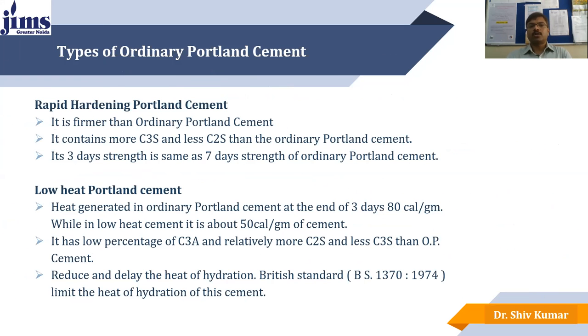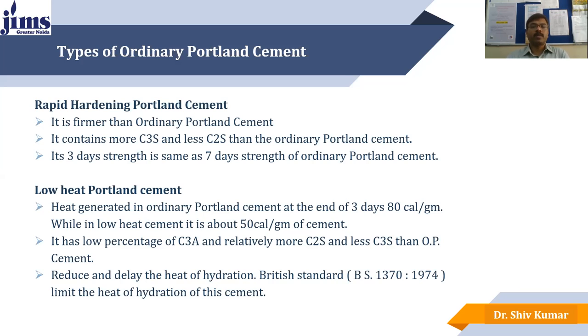So let's talk about some basic types of ordinary Portland cement. There are many categories in which this Portland cement is categorized for specific purposes by changing its chemical ingredients. The various types of cements can be produced. The first one in this category is rapid hardening Portland cement. It is finer than the ordinary Portland cement, and it contains more tricalcium silicate and dicalcium silicate.